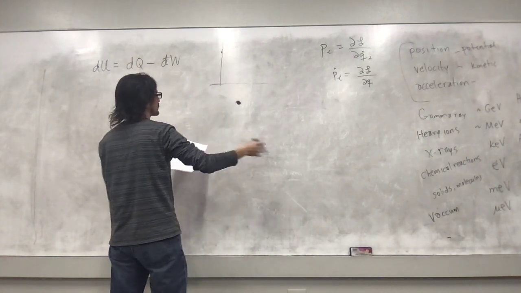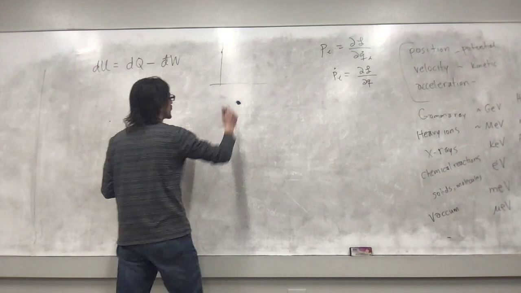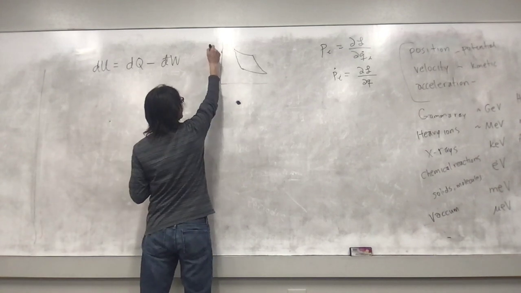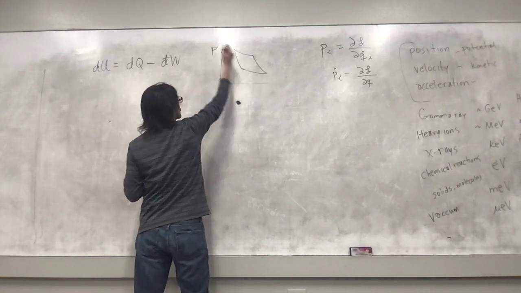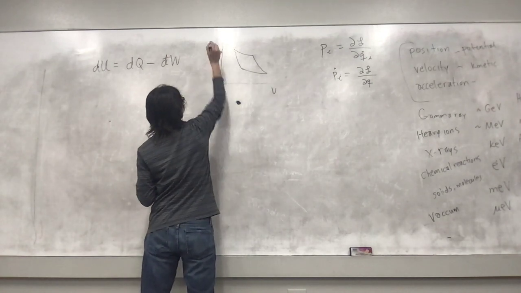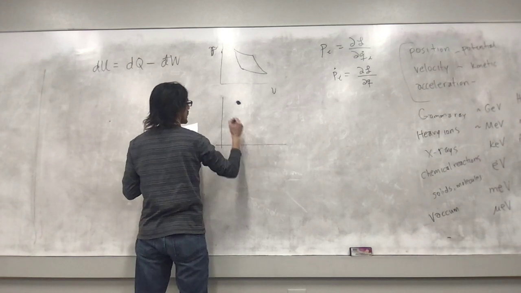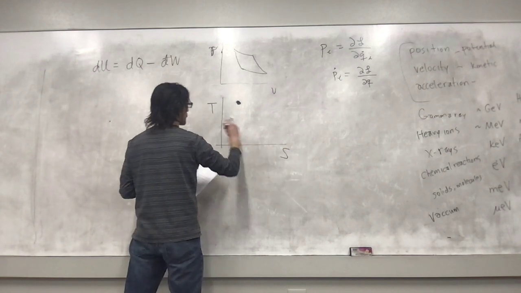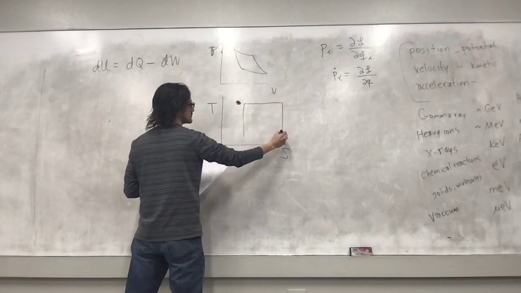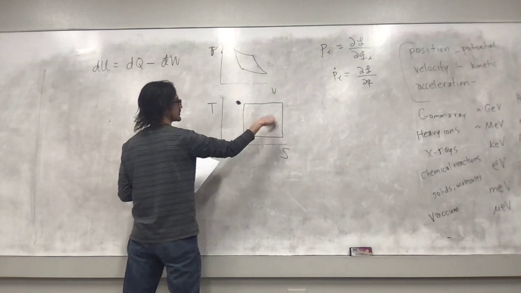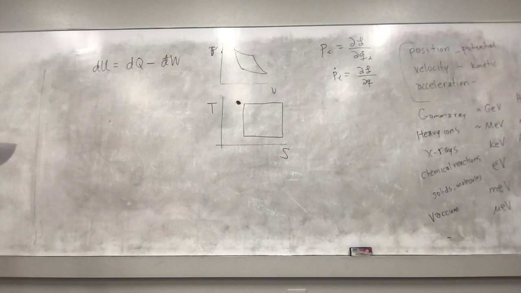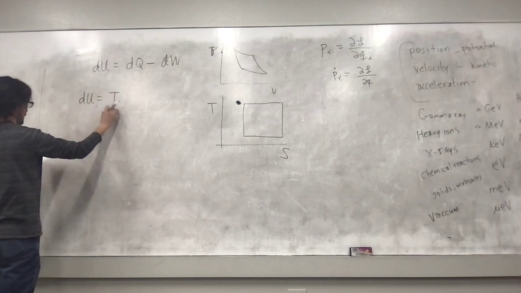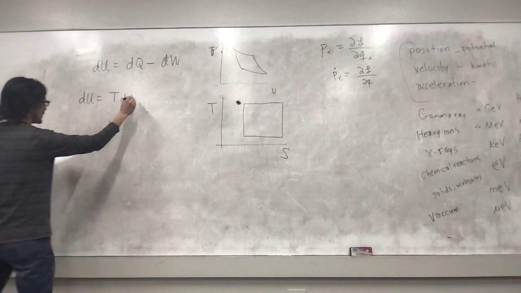So if you have a gas that you can expand, you can get something similar to the Carnot cycle. You have your PV relationship. This is PV. And the same process can be visualized in TS. I don't remember usually which one you put down here, but it doesn't matter because it's a square. So then dU, in this case, is going to be TdS minus PdV.